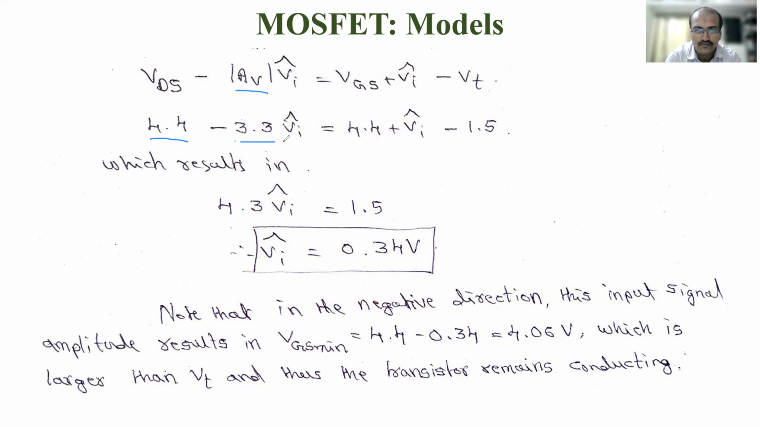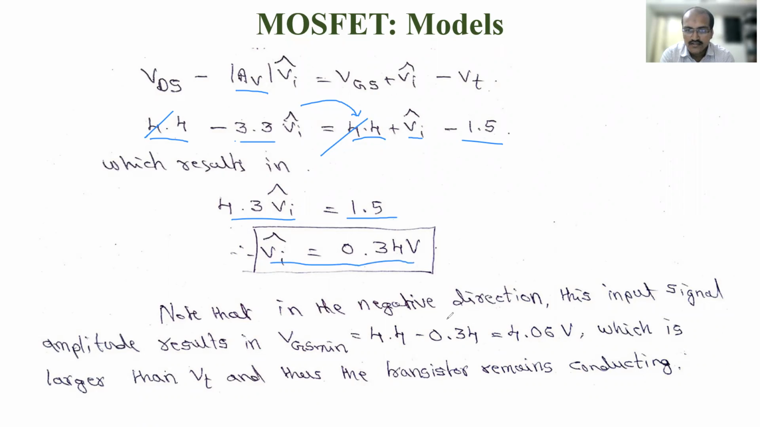So 3.3 times Vi dash equal to VGS, again the VGS value is also equal to VD, 4.4, then it is the added Vi dash minus 1.5. So here VGS and VDS are the same, so both are cancelled out. So what is remaining here is this minus 3.3. If I take it to the right side, it is plus 3.3, so 4.3 Vi dash will come, and this minus 1.5, if you take to the left side, it will become plus, or rearrange it, you get 4.3 Vi dash equal to 1.5. From this you will get this small signal allowable voltage swing as 0.34 volt.